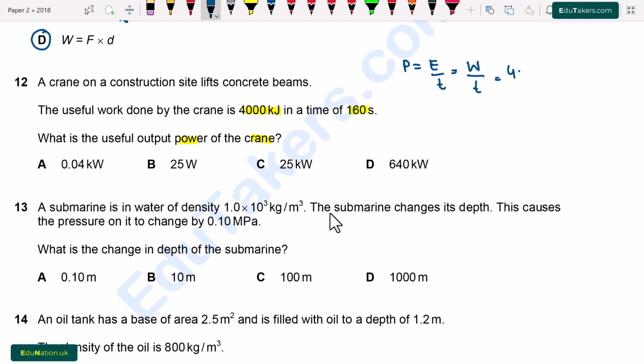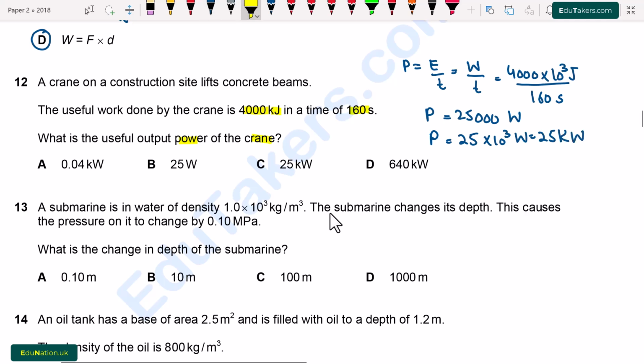Work is given 4000 multiplied by 10^3 joule divided by time is 160 seconds. So that power will be equal to 25,000 and the unit of power is watt. I can also write power is equal to 25 into 10^3 watt, that is 25 kilowatt. Now we see the options. Option A 0.04 kilowatt, B 25 watt, C 25 kilowatt. So only option C is correct.